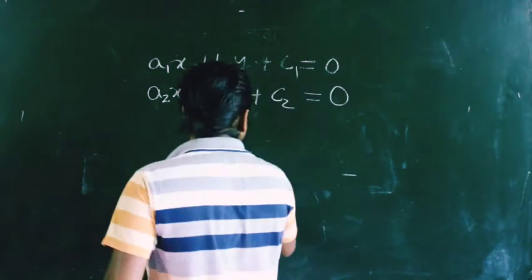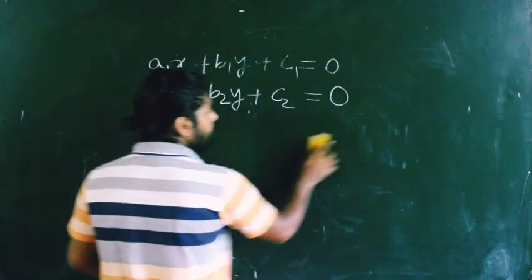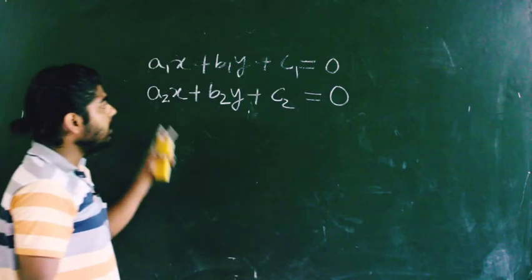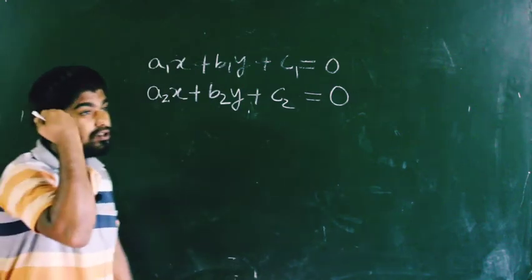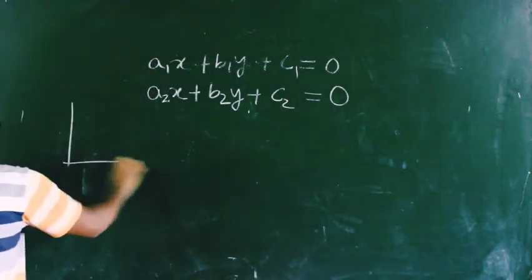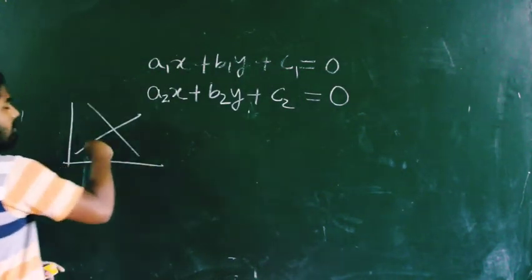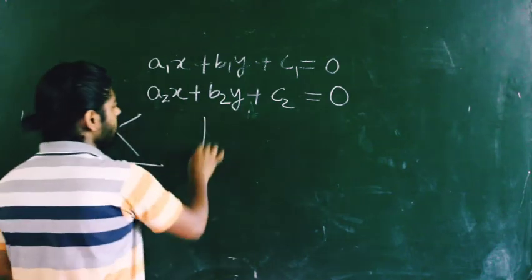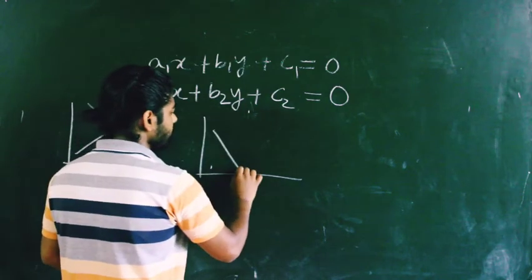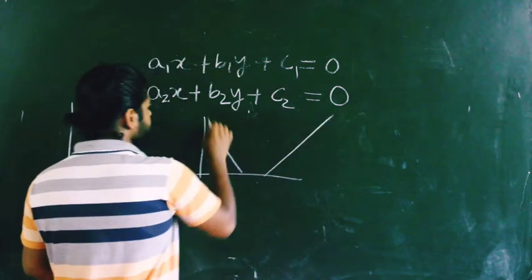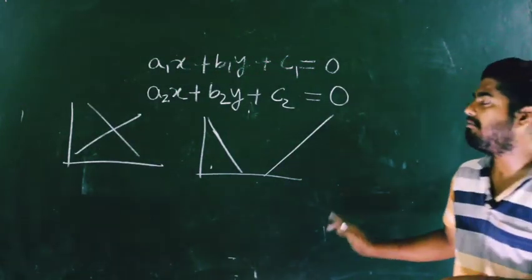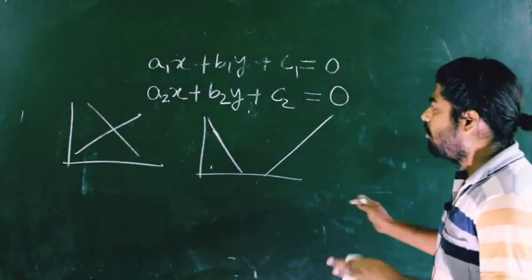So let's see. Now by looking at these 2 equations, we can say how many solutions there are. Let me put it in a simple way. If you have one solution, that means the graph will look somewhat like this. That means the lines will intersect somewhere. And this particular graph will have no solution because the lines will never meet anywhere.